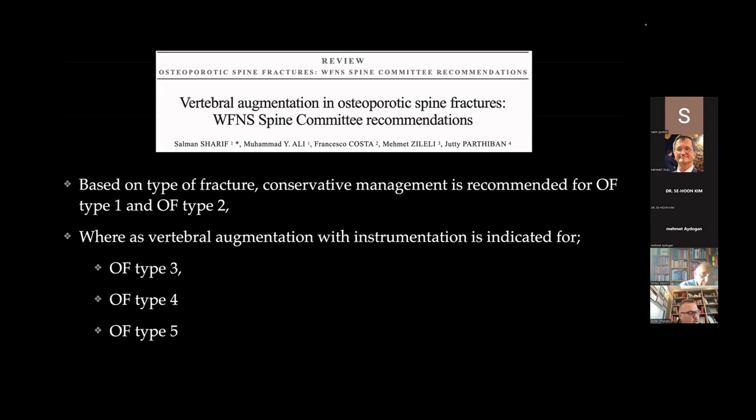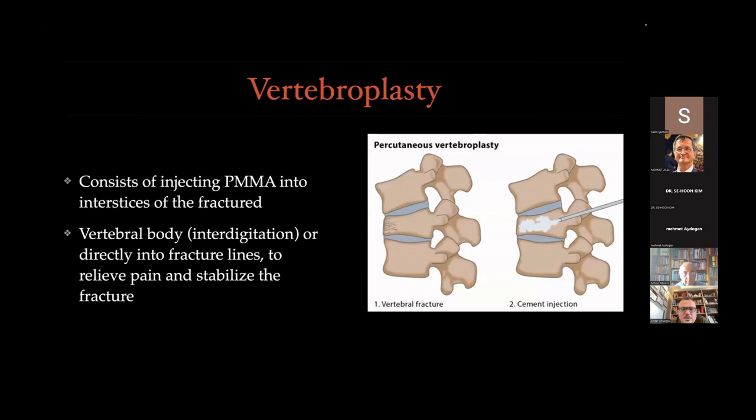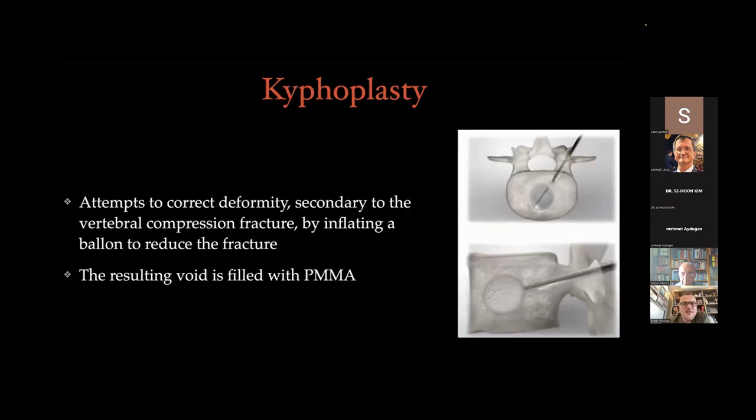They also concluded that type 1 and type 2 osteoporotic fractures may be treated conservatively, while types 3, 4, and 5 are treated surgically. They concluded that vertebroplasty consists of injecting PMMA into the interstices of the fractured vertebral body, or directly into the fracture lines, to relieve pain and stabilize the fracture.